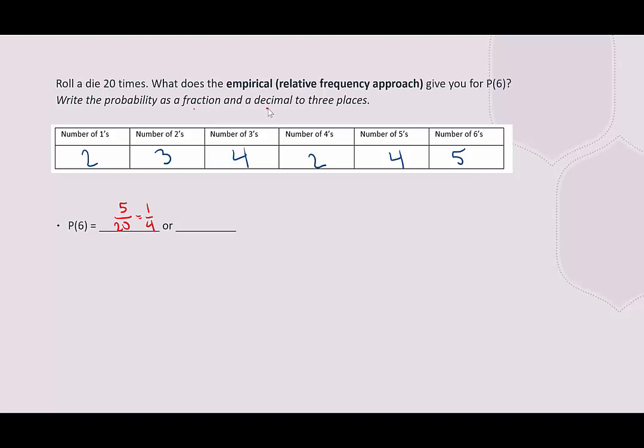Fraction and decimal. I don't need to round to 3 decimal places because this is a terminating decimal, and it's 0.25. So 25% chance based on my 20 rolls that we're going to end up rolling a 6.